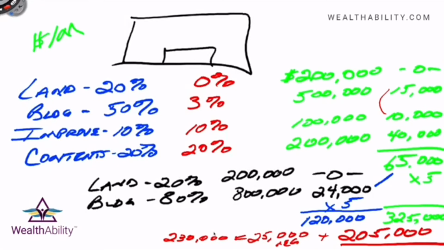Now let's say you have bonus depreciation and you've got the same $1 million building. What do you have for depreciation your first year? Well, you still have your $15,000, don't you?